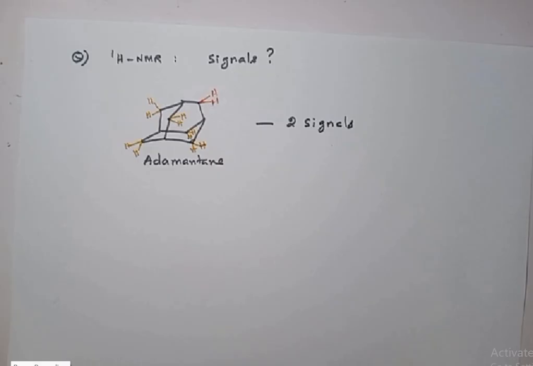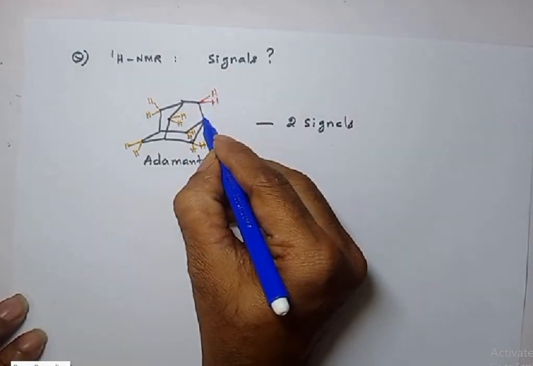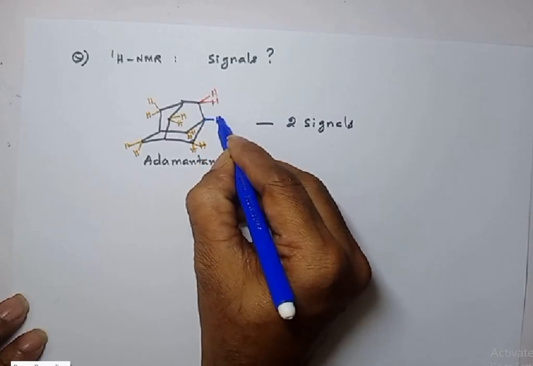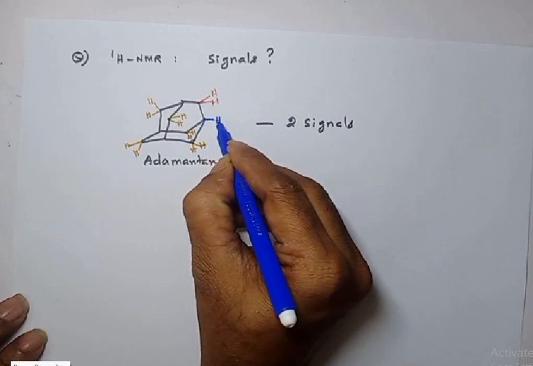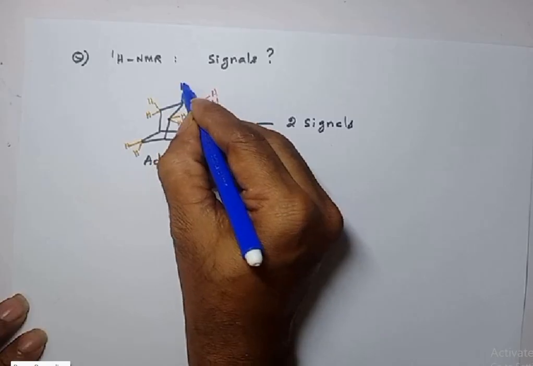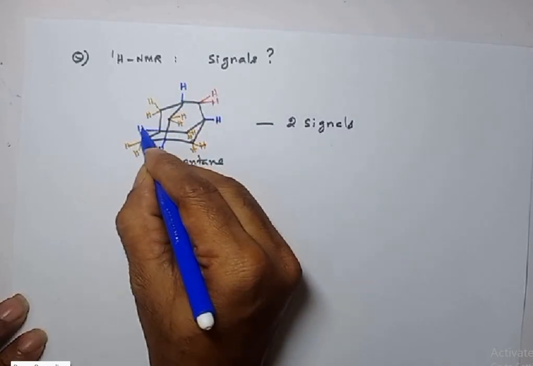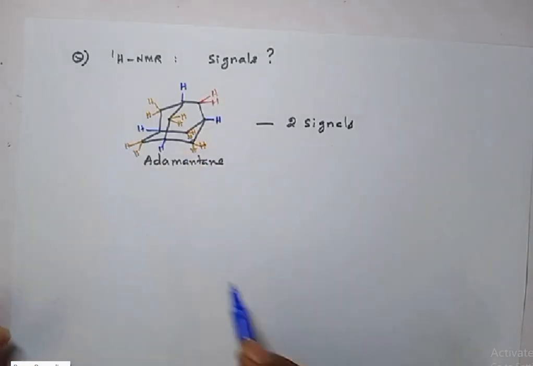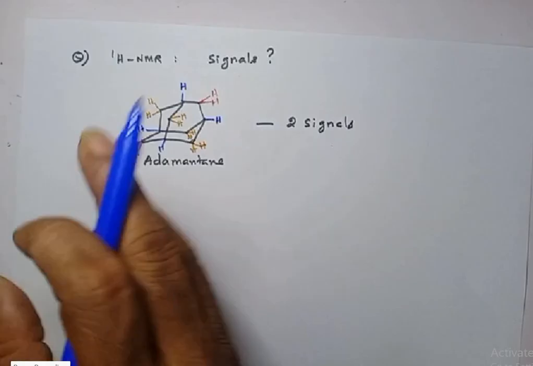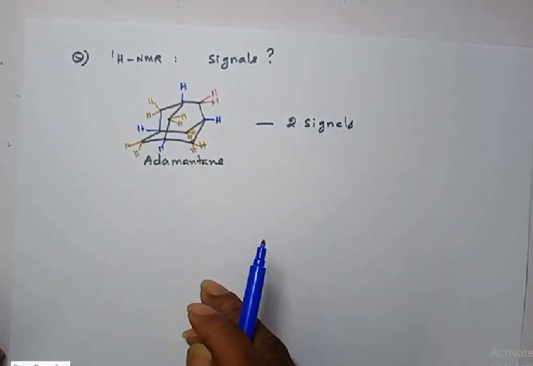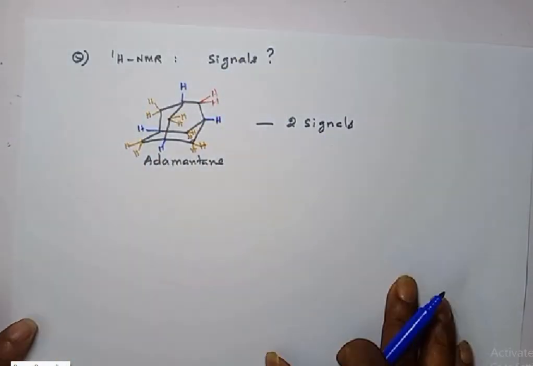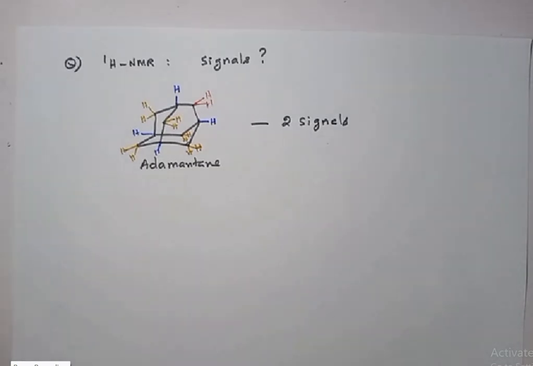Similarly, we have the protons attached to the tertiary carbon. This carbon has 1 hydrogen, this carbon has 1 hydrogen, this carbon has 1 hydrogen, and this carbon has 1 hydrogen. These 4 hydrogens are in a different environment, but they are all equivalent and they'll give 1 signal. So altogether we get 2 signals in the proton NMR spectrum of adamantane.